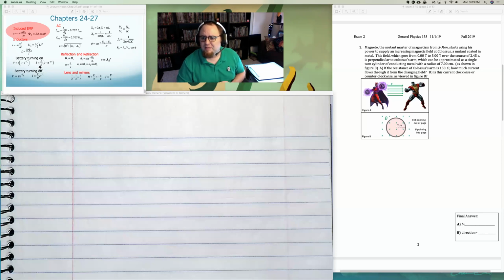which can be approximated as a single-turn cylinder of conducting metal with a radius of 7 centimeters, as shown in Figure B. And so what we're saying is his arm's coming straight out, the magnetic field is going straight into his arm. And so that bottom figure is you're looking at just a hunk of his arm. And it says, if the resistance in Colossus's arm is whatever, how much current flows through it from the changing field. So what we have is Magneto changing the magnetic field.